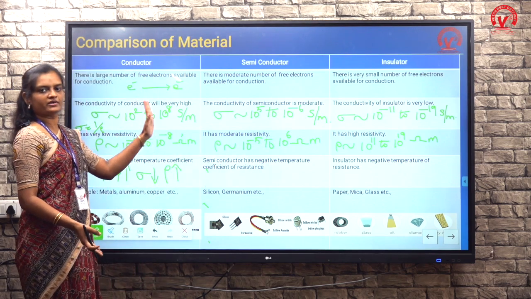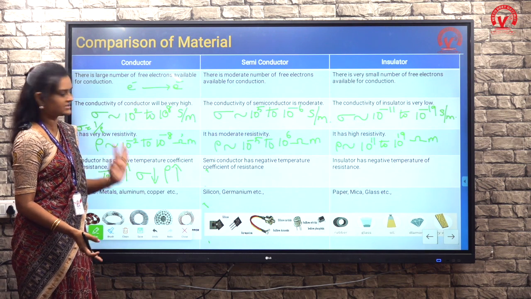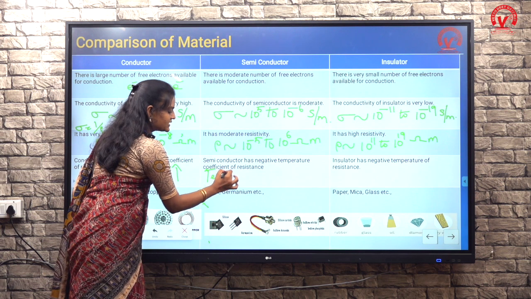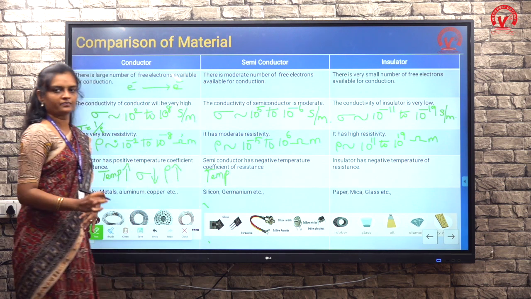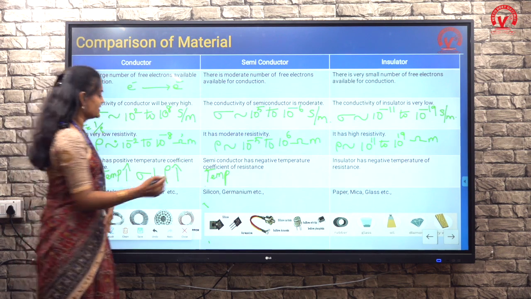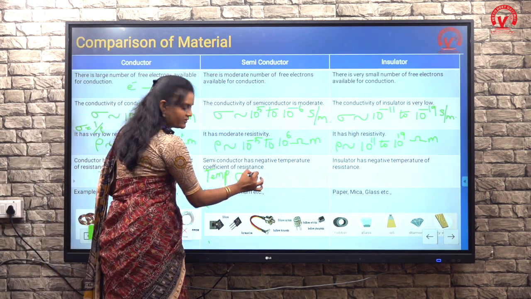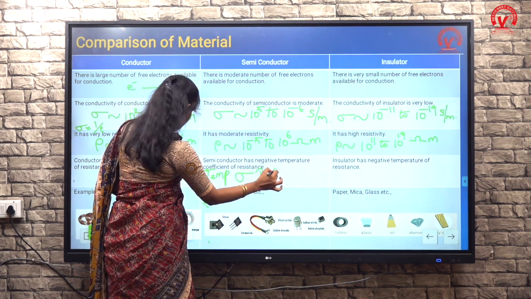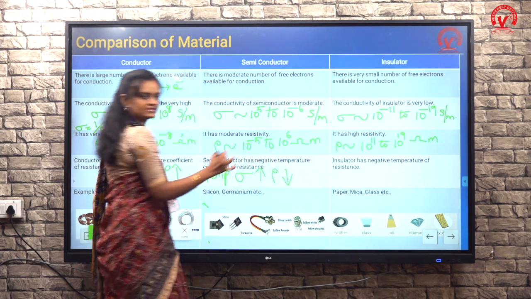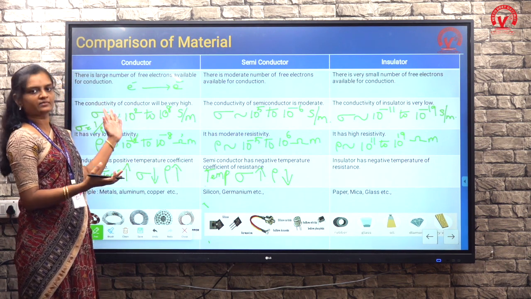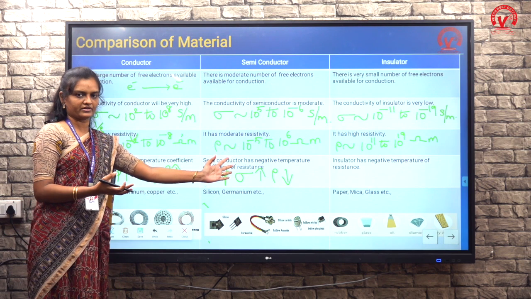What is meant by negative temperature coefficient of resistance? Here I am going to increase the temperature for the semiconducting material. If I increase the temperature for the semiconducting material, what happens to the conductivity? The conductivity increases and the resistivity decreases. So the semiconductor material becomes a conducting material when we increase the temperature.